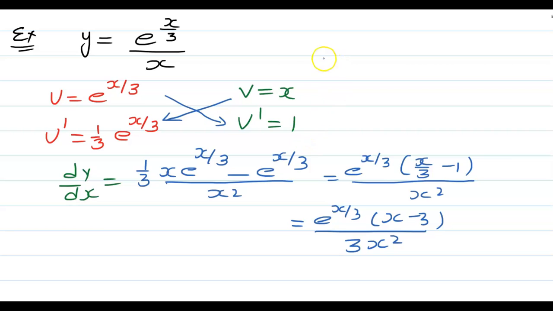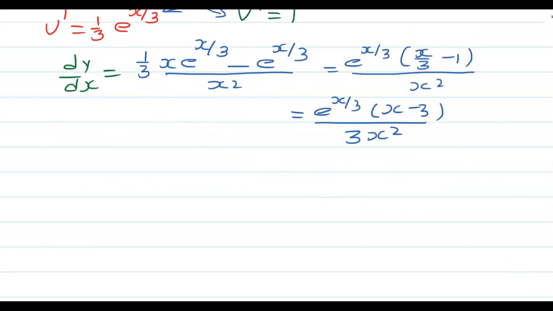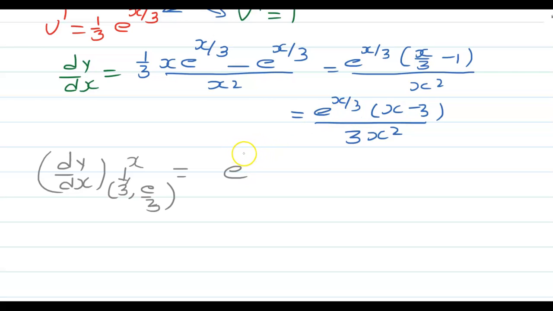Now if they say find dy by dx at points given, suppose 3 and e by 3, then what will be the value? As I told you, once you are finding dy by dx, always mention dy by dx at points 3, e by 3. So what will be the value? Wherever is x, you just put 3. So it will be e to the power 3 over 3, that will be 1, e to the power 1 here. And 3 minus 3 becomes 0, and then here it is 3 and 3 square. Basically this whole thing will become 0.